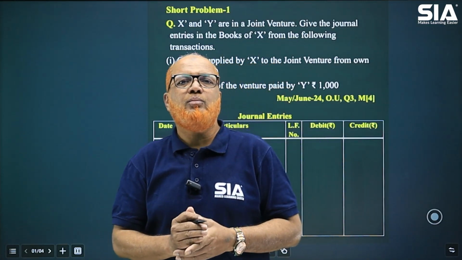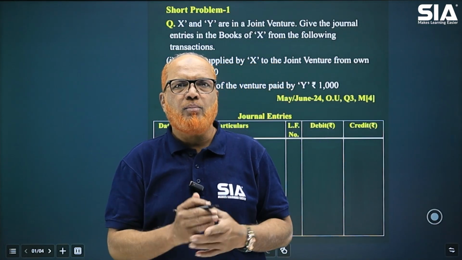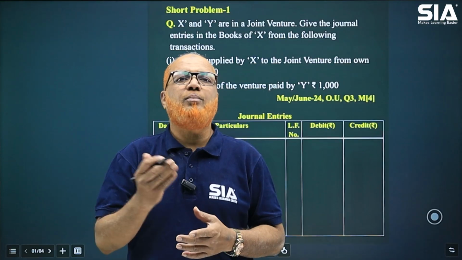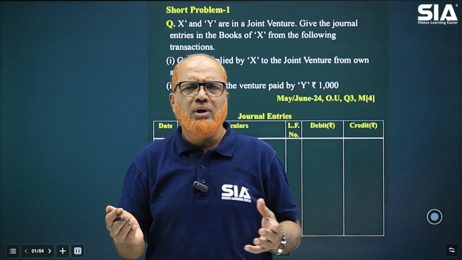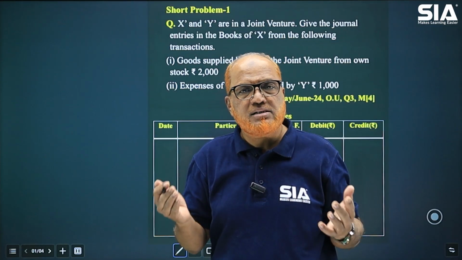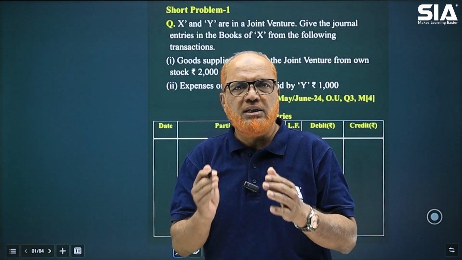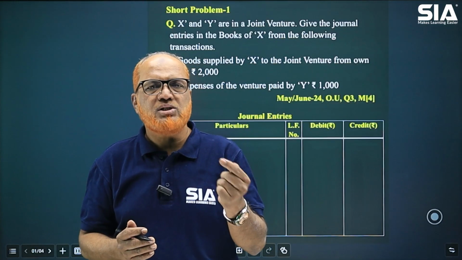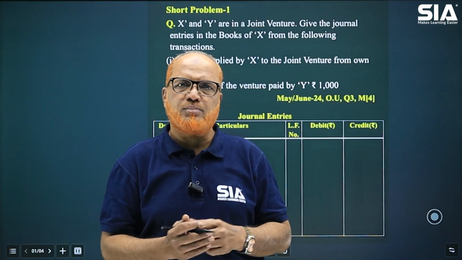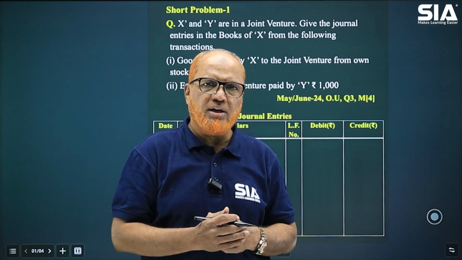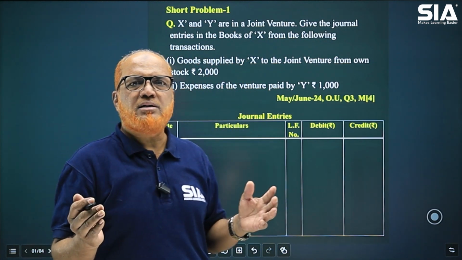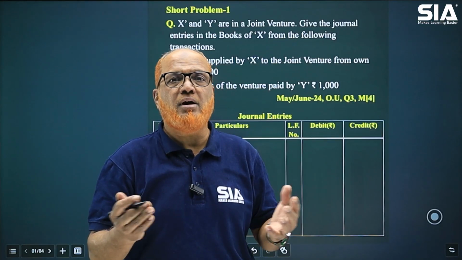In examination, you may get a short problem and also a long problem on joint venture. The short problems will be only for 4 marks. It's a very simple problem. So in this class, I'm going to explain a very short problem first. This problem was asked in a previous examination, so you can get a clue that this type of problem may be asked.